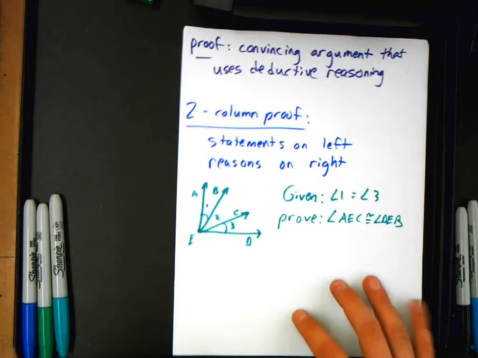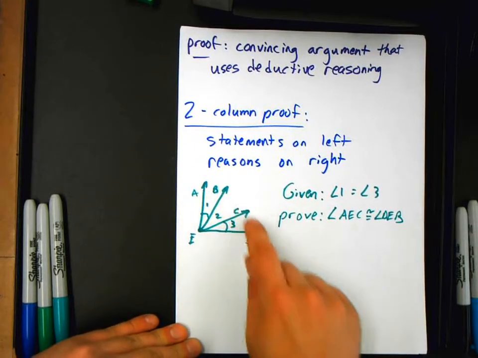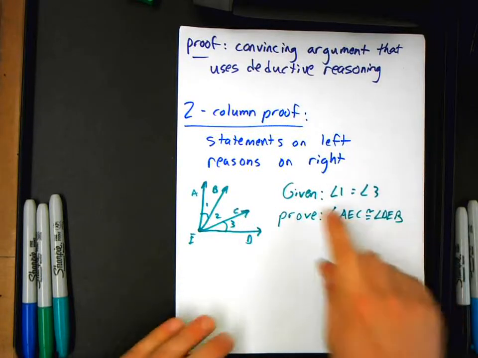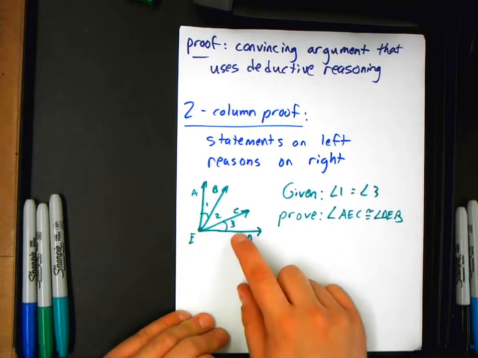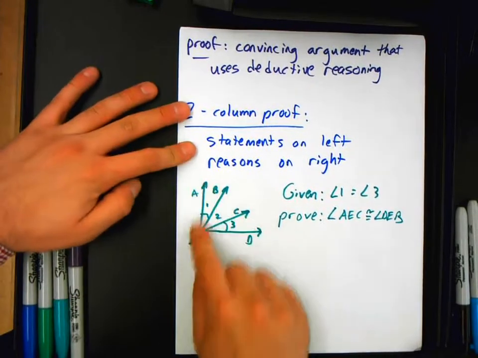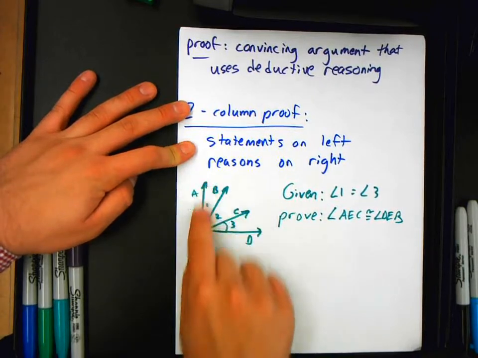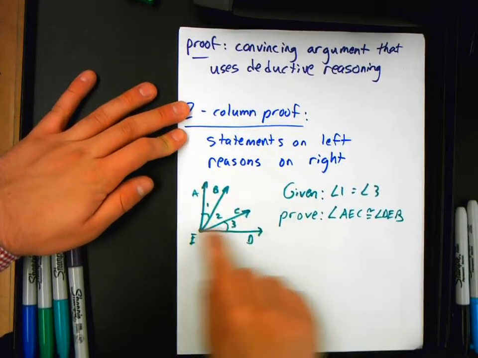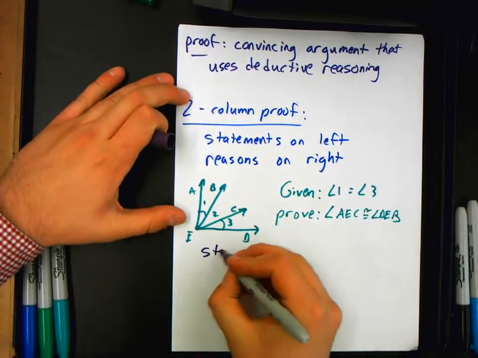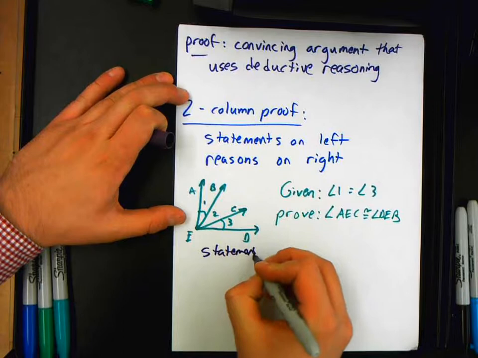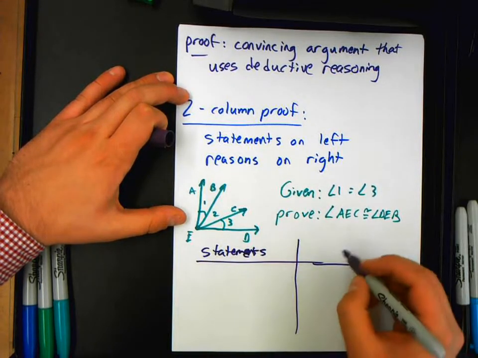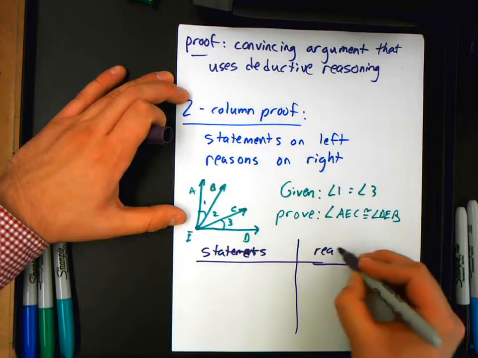So if we take a look at an example, in this diagram with points A, B, C, D, E, and F, we have these angles marked as 1, 2, 3. If you are given that angle 1 is equal, or congruent, to angle 3, you are asked to prove that angle AEC, this one right here, is congruent to angle DEB, which is this one right here. And a way you set it up is you have statements on the left, and your reasons on the right.